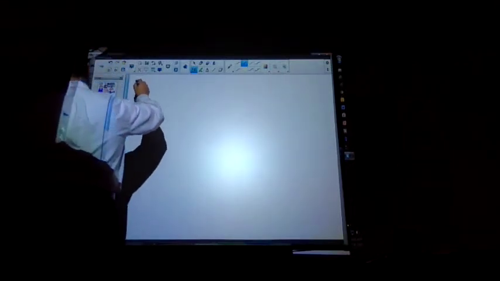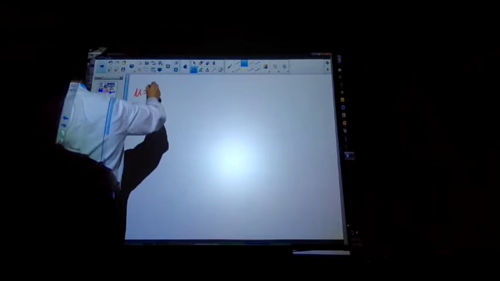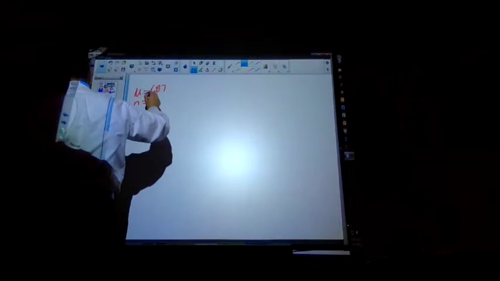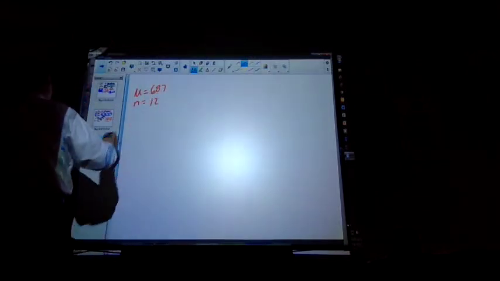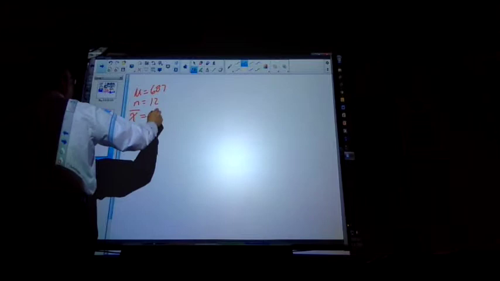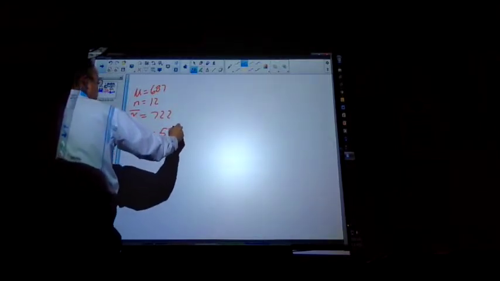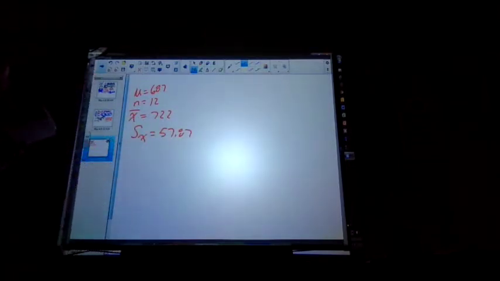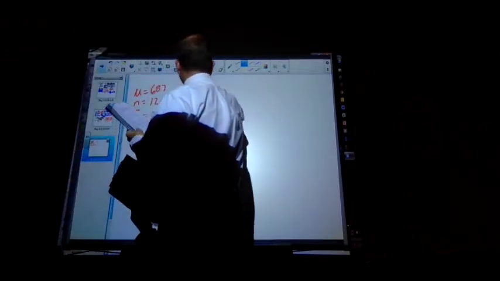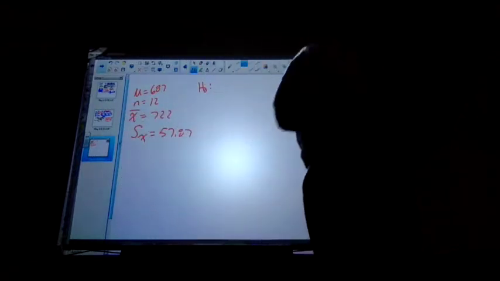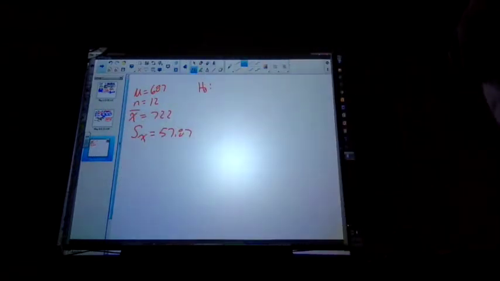Okay, so the things that we know: we're talking about 12 rooms. We found that the average came out to be 722, and we had a sample standard deviation of 57.87. Okay, our null. On the test, we'll give you the null and you have to come up with the alternative, or we'll give you the alternative and you come up with the null. It's going to be pretty easy. I think there was one where you had to do both, but it's pretty leading.